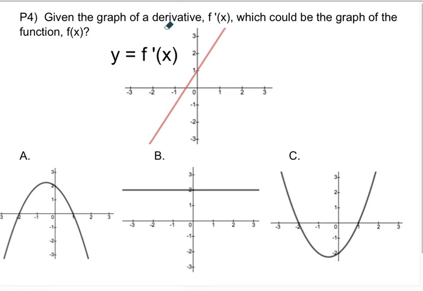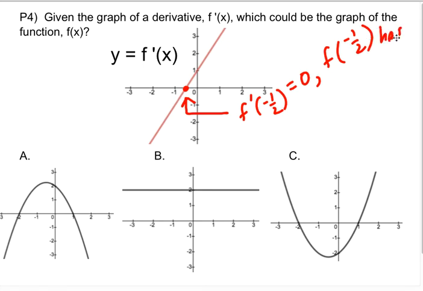All right, so this time I'm giving you the reverse. You've been given the graph of the derivative, which could be the graph of the original. Okay, so in this instance, what I can see is that f prime of, let's say, negative 1/2-ish is 0, meaning that f of negative 1/2 has a horizontal tangent line. Okay, so I go to negative 1/2, I see a horizontal tangent line.